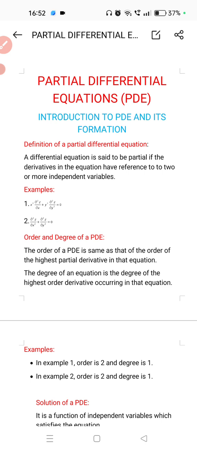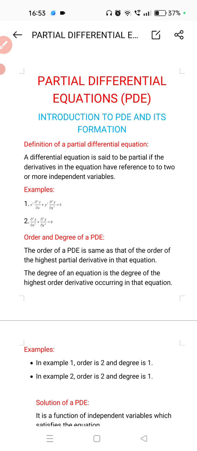Coming to the very basic concept of a partial differential equation, that is the order and the degree of a partial differential equation. The order of a partial differential equation is nothing but the highest derivative present in that particular equation. Coming to our example 1, what is the highest derivative here? It is dou z by dou x and also dou z by dou y. So here the order is 1.